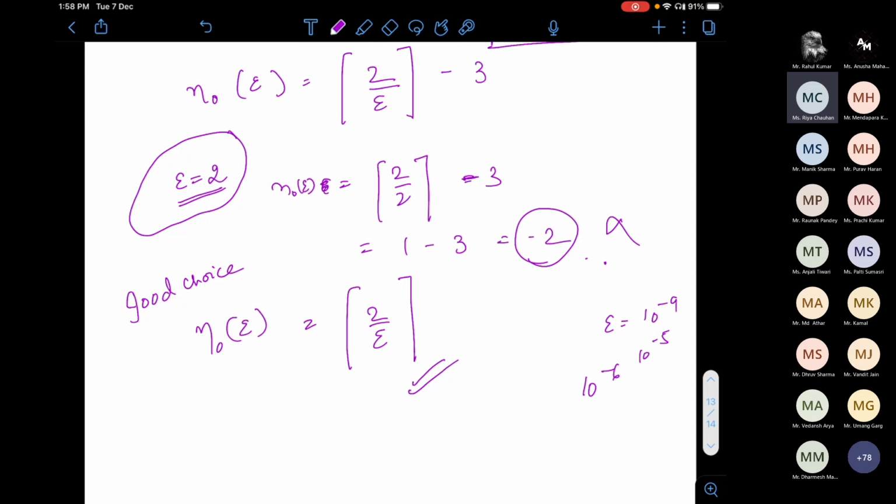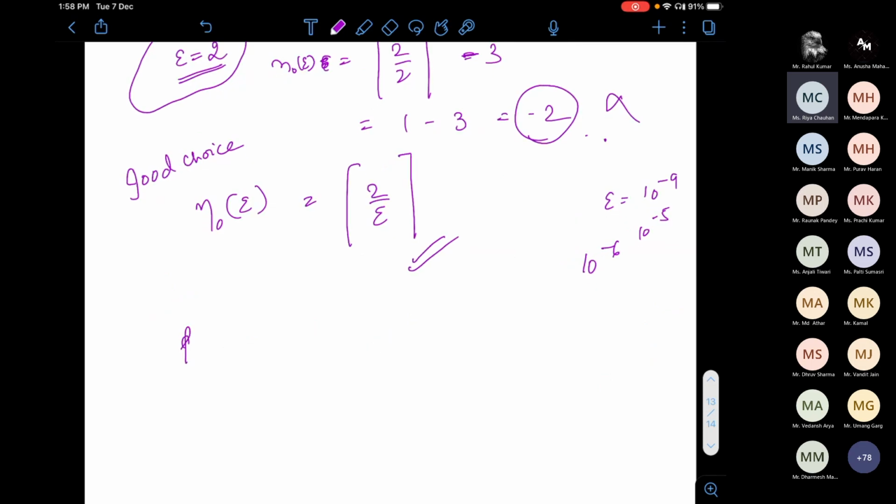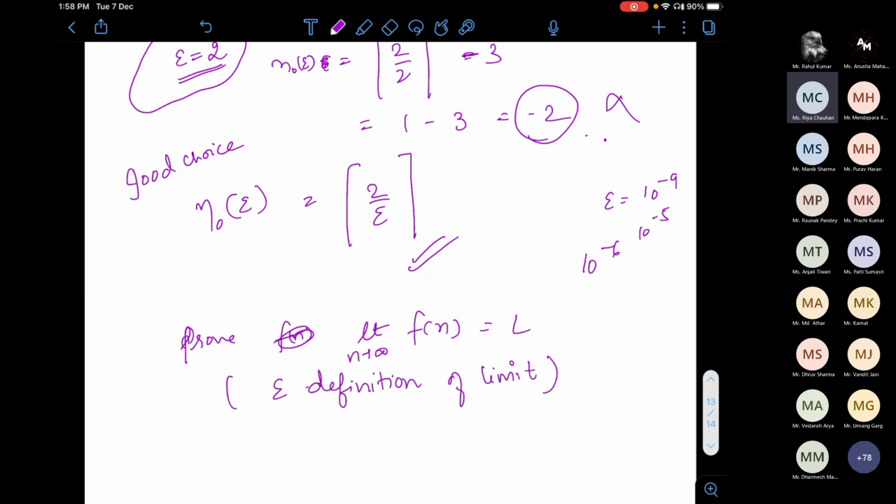Ma'am, in the exam, will only n naught be asked, or the least value of n naught? Generally, they ask: prove that the limit as n tends to infinity of f n is L. And the method which we have learned is called the epsilon method, the epsilon definition of limit. I have given you the idea of limit and the example, but I have not stated the formal definition till now.